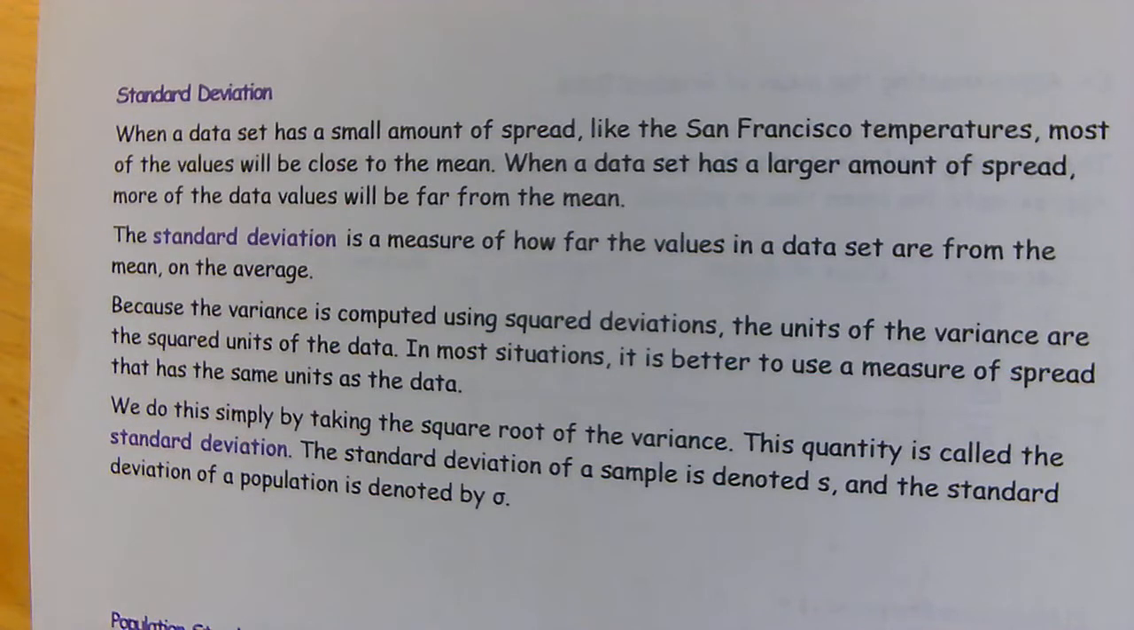Next, we talk about standard deviation. Standard deviation, we're going to be calculating. It's the measure of how far the values in the data set are from the mean on average. So the distance from the values, it's like the average from the mean. And each data value is taken into consideration.